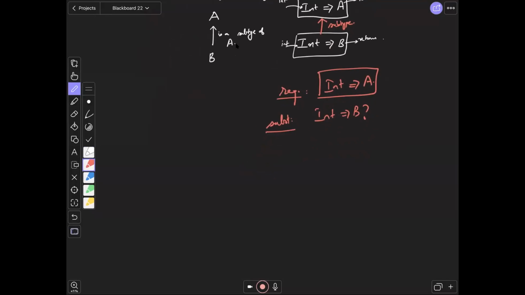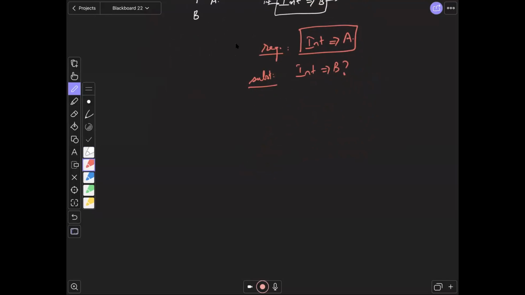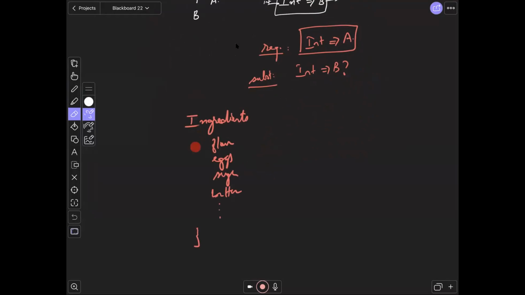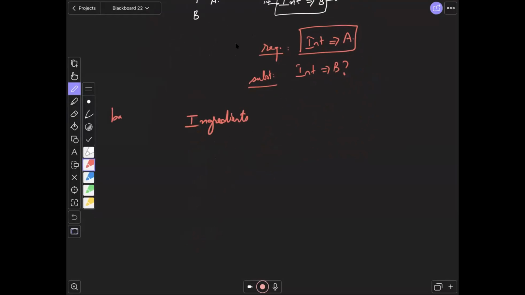Another way of thinking about it. Let's say I have ingredients for a cake. Ingredients for a cake are going to have flour, eggs, sugar, butter, all the ingredients you need for a cake. So think of the class ingredients for a cake, and let's think of a bake function as something that takes in ingredients and returns a cake.